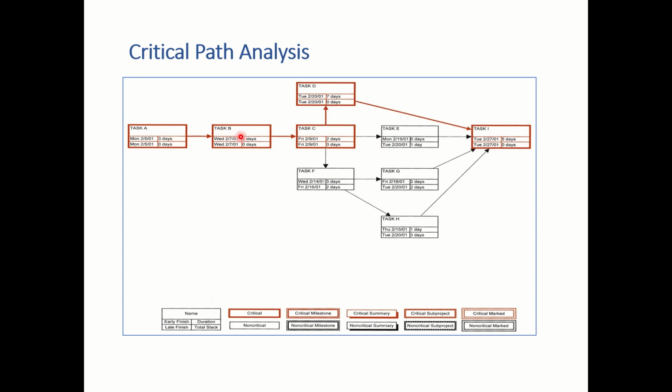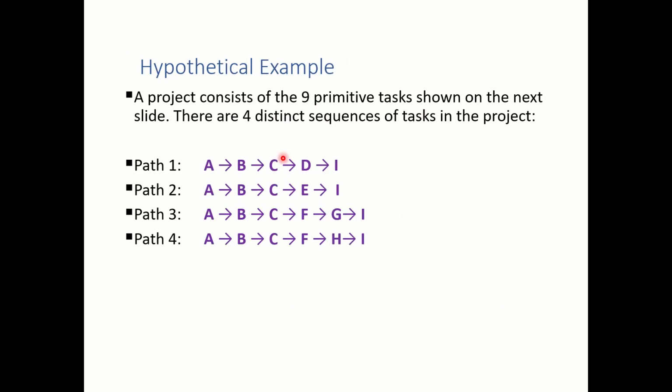You can go for task A to B to C to D and then complete to I. Another one would be A, B, C, E and I. Another one would be A, B, C, F, G, I. Another one would be A, B, C, F, H, I. These are all the various paths where you can actually complete. Even though you have 9 primitive tasks, you have 4 different sequences where you could complete.